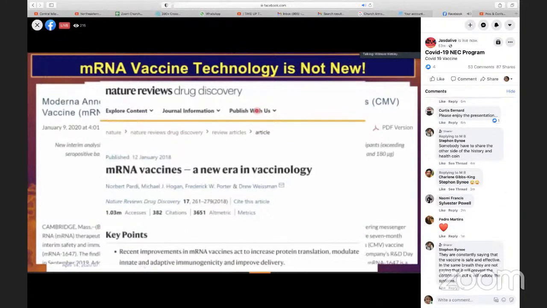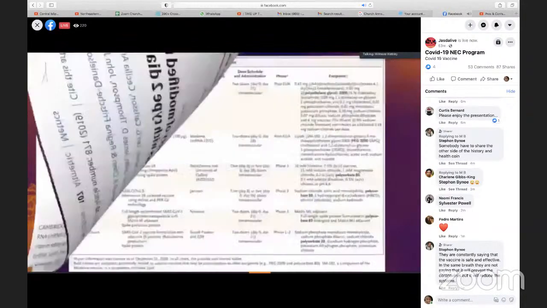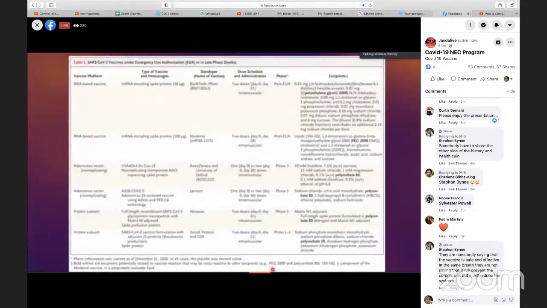mRNA vaccines, a new era. This is a 2018 paper that was published. Here is another one looking to use it for type 2 diabetes, a 2019 paper. And so again, this is not a new technology. It's just that we've never had a vaccine go to market before using the technology. But the technology is about 20 years old, proper.